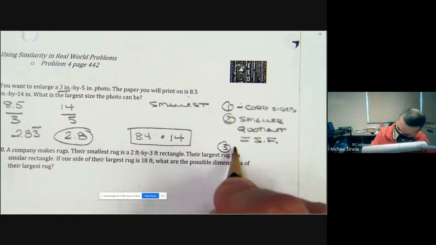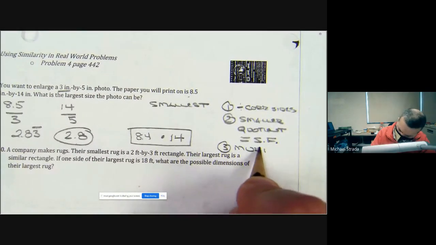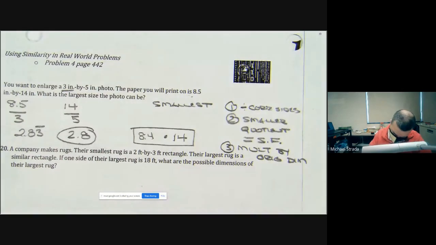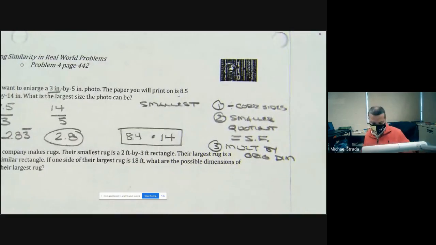So step 3, multiply by original dimensions. All right. So you're going to multiply by the original dimensions.